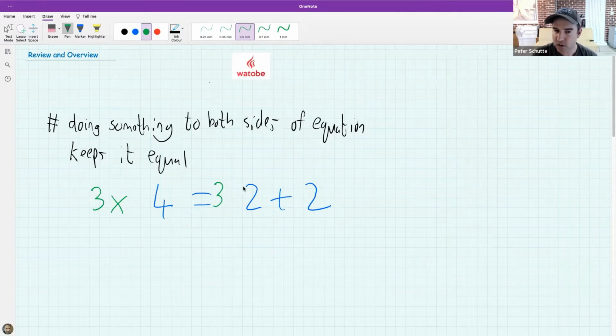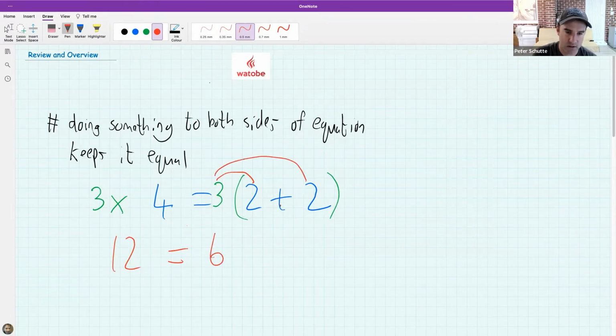Now, there's something else we're going to deal with today, is that if I want to times the whole side by something, I often will have to put a bracket around it. So what happens here? Well, on this side, if I times both sides by 3, I get 12. And over here, if I distribute my bracket, well, what's 3 times 2? It's going to be 6. And so we get that.